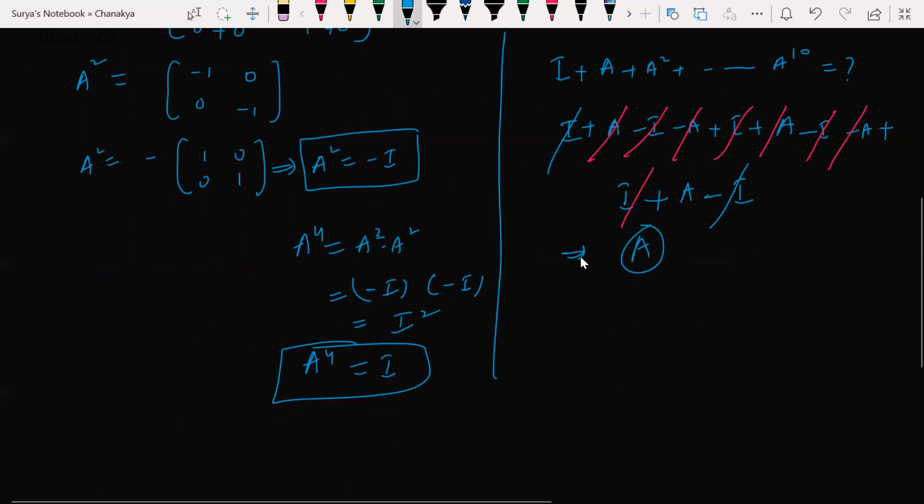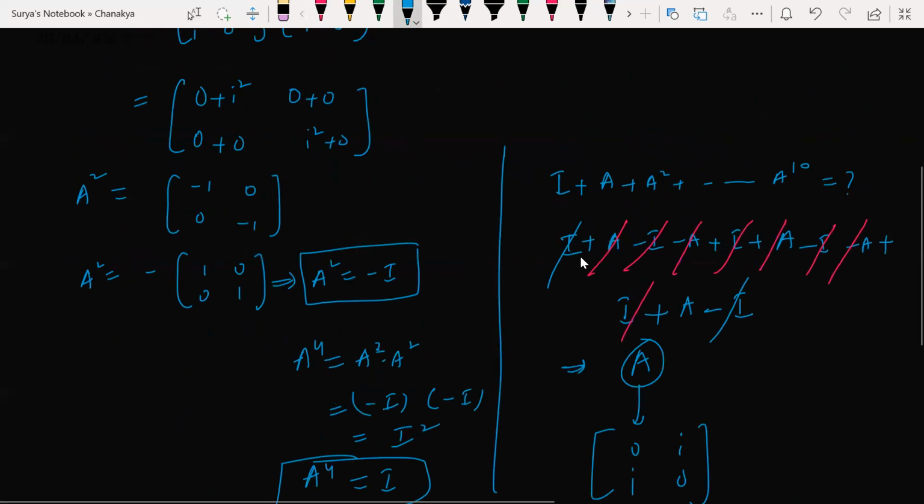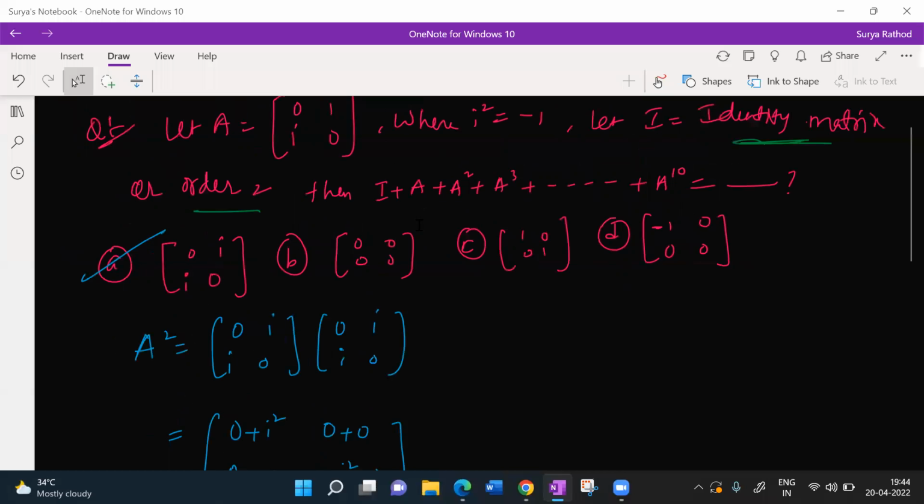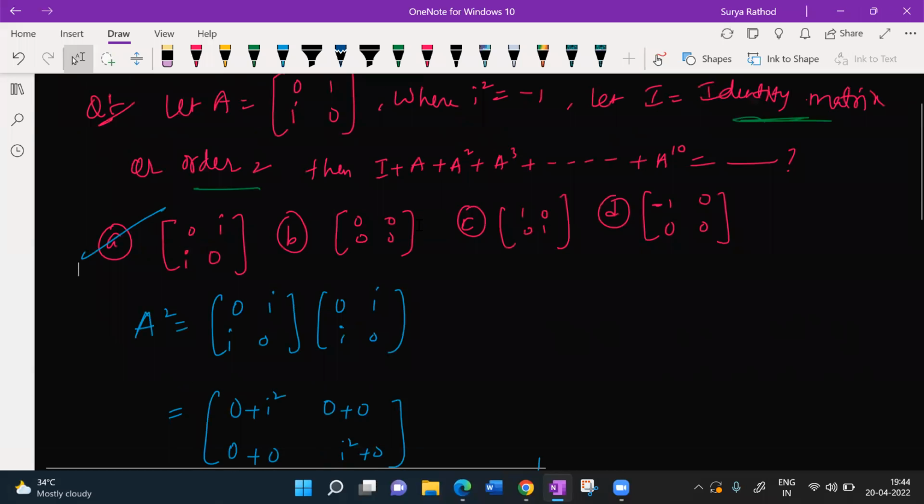So what is the A value now? Given 0, I, 0. This is the matrix given to you. So which option is correct? Option A is correct. Any doubts, children? No, sir, understood. Next.